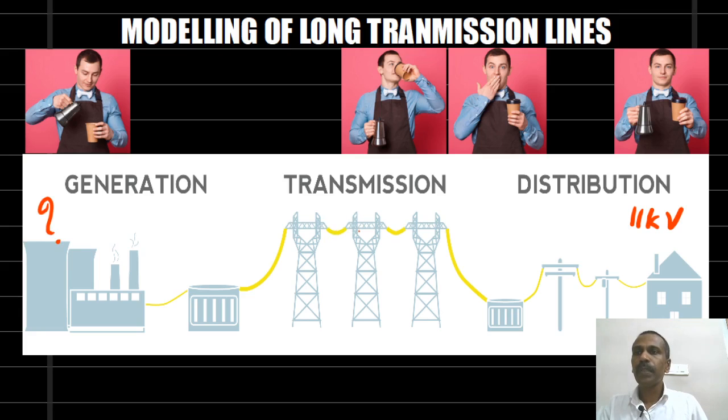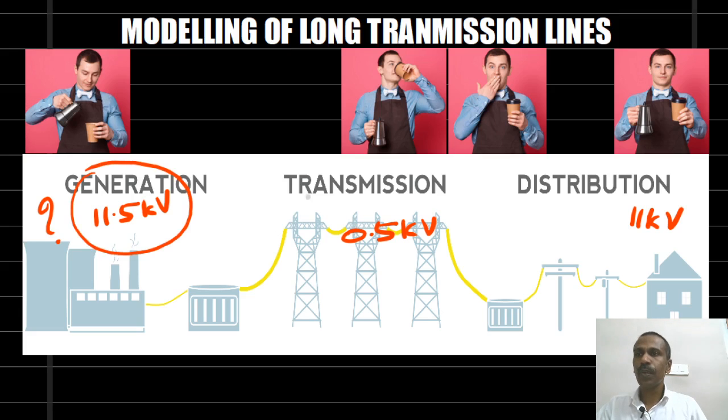Suppose the voltage drop in the transmission line is 0.5 kilovolt. Now the generator should produce 11 kV plus 0.5 kV. So 11.5 kV should be produced. So in order to find out this voltage, you should know what is the voltage drop in the transmission network. For that you should know the structure of the transmission line. For that you should study the modeling of transmission networks.